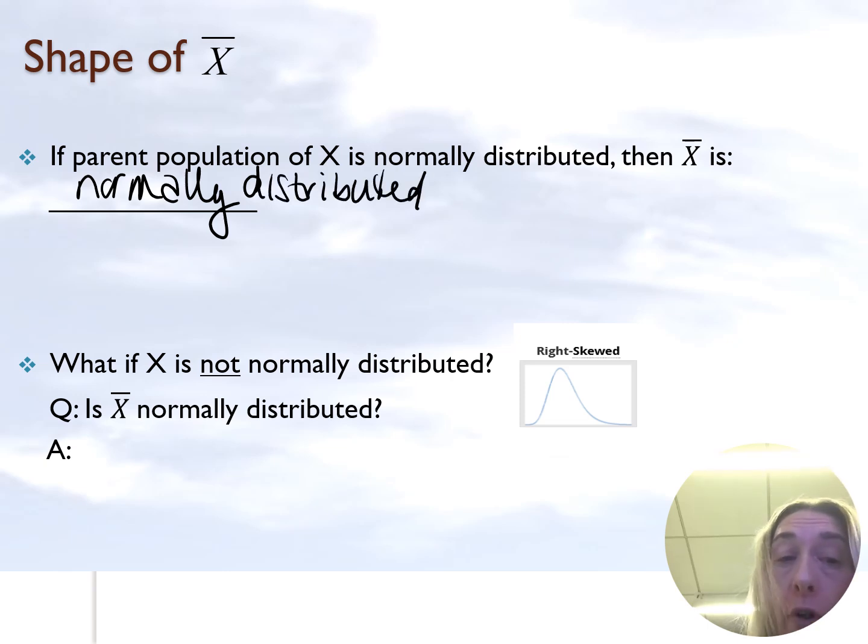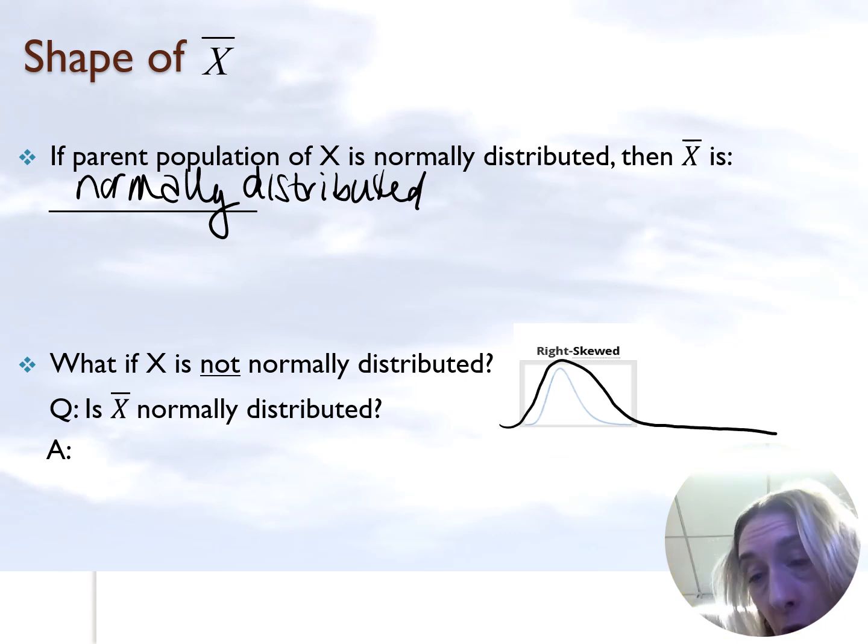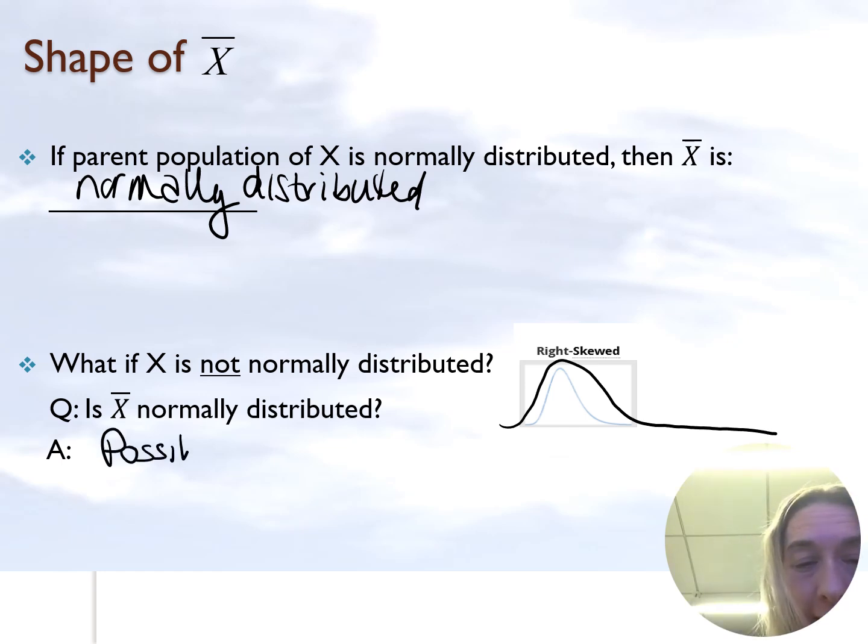However, what if X, or the parent population of X, is not normally distributed? Possibly, say it's skewed right or skewed left, or we don't know what the distribution of X is. Can we say, or can we know, that X bar is normally distributed in this case? The answer is possibly. Maybe.